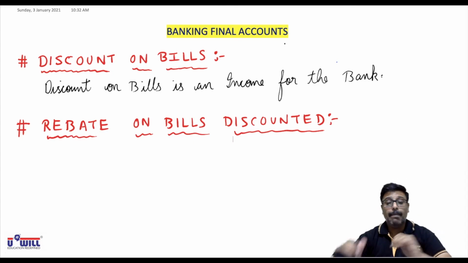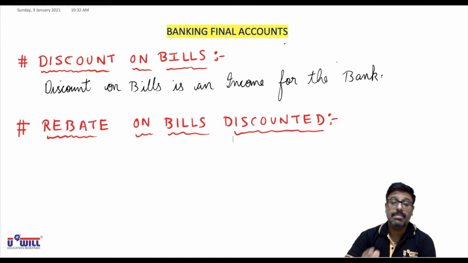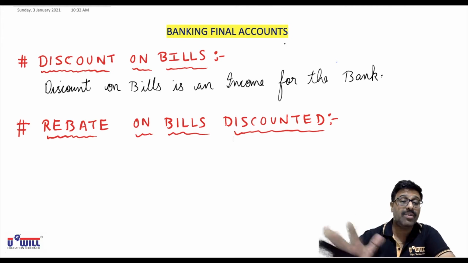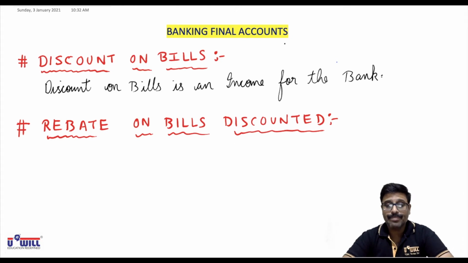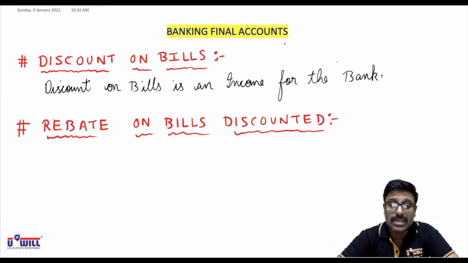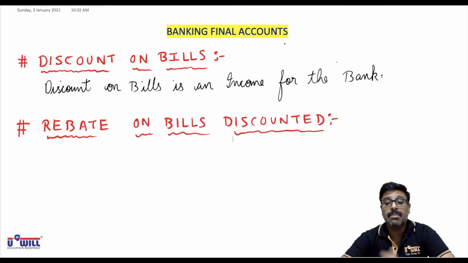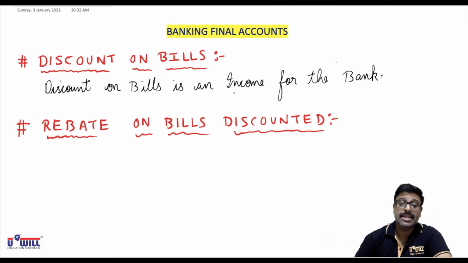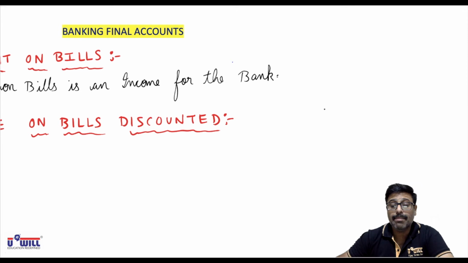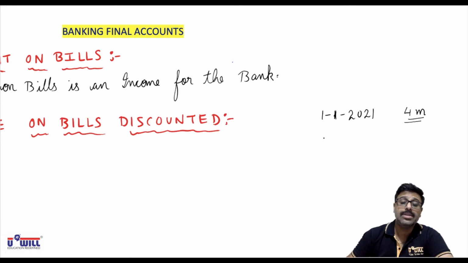See, the bank will get the bills from the trader at any point of time during the year. So whatever discount on bills the bank is charges from the trader, some amount may belong to the current year and some amount may belong to the next year. Why? Understand it. In the example I gave you just now, the bank takes the bill of the trader on 1st of January, and let us say that the bill is of 4 months instead of 3 months.